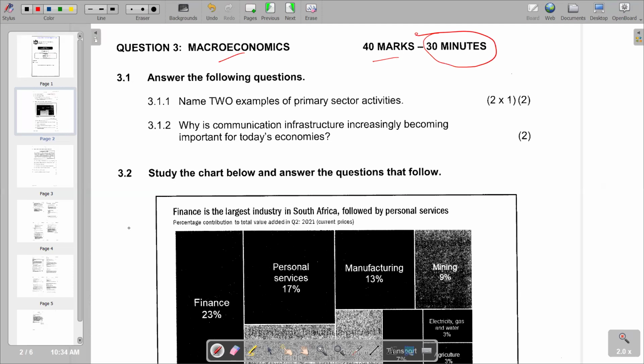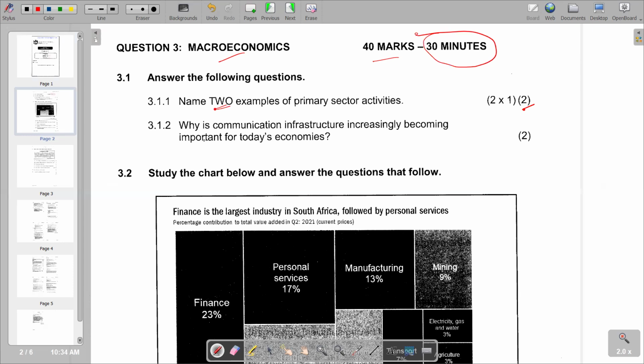Then on the question part, the first part of the question, which is 3.1.1, reads: name 2 examples of primary sector activities. This question has 2 marks and requires you to name 2. So we know that the primary sector is the one which is responsible for production of raw materials, and it also involves the extraction of raw materials. So the examples that we can give, we have mining, which is involved in the extraction of minerals. So it becomes a primary sector example.